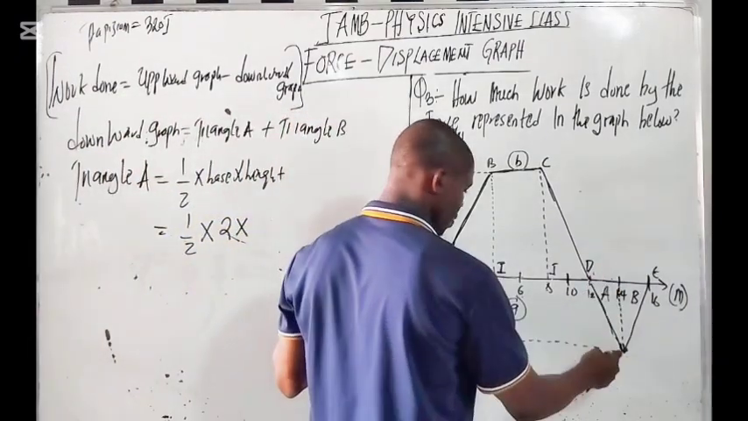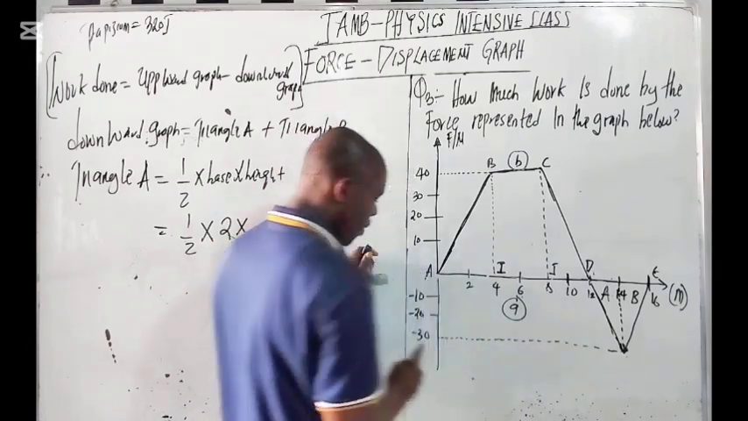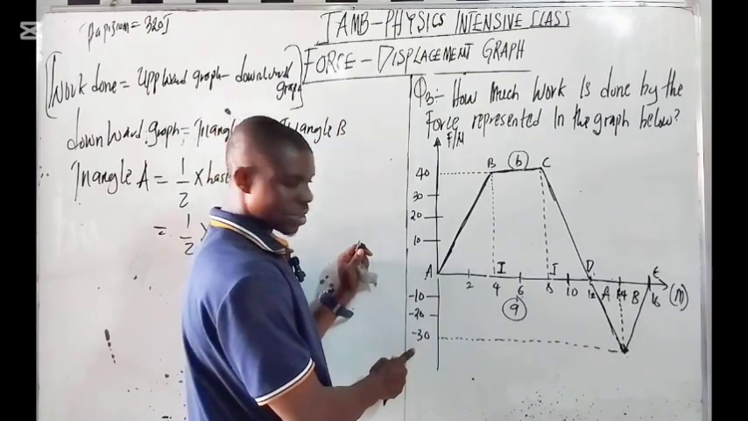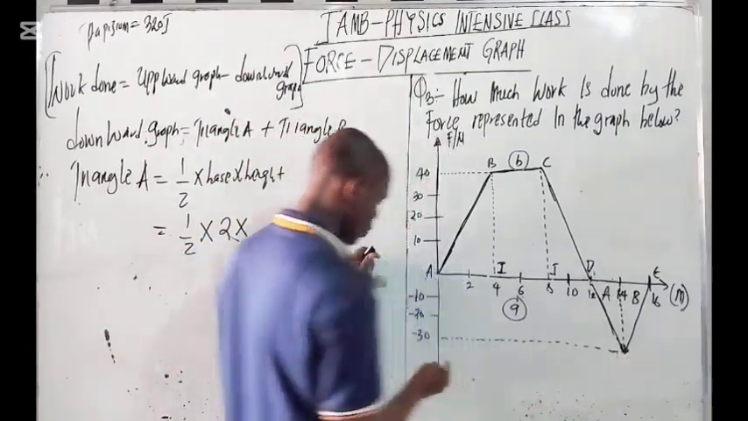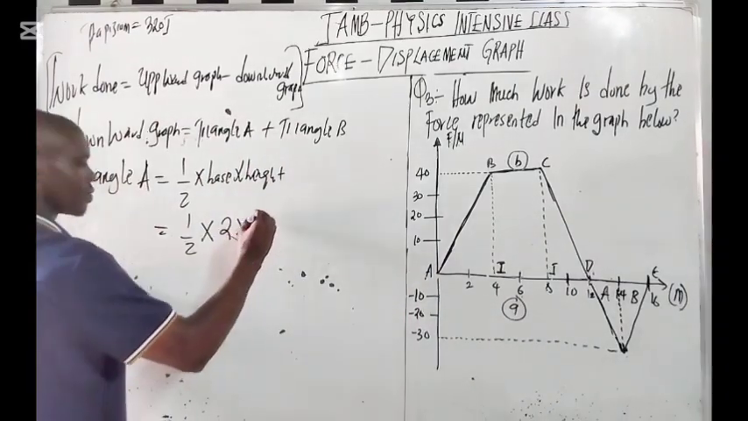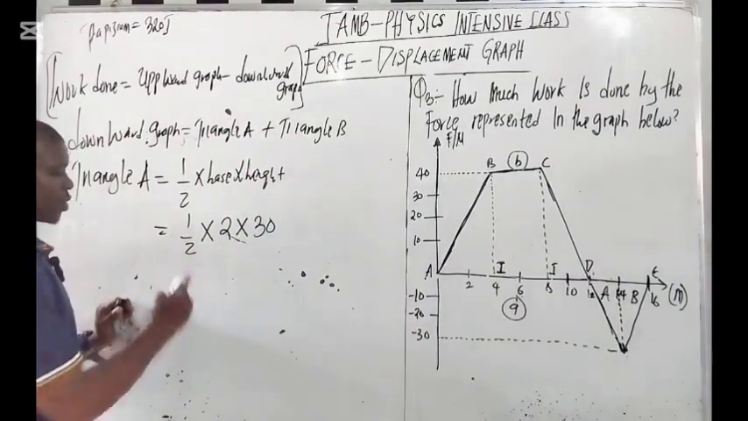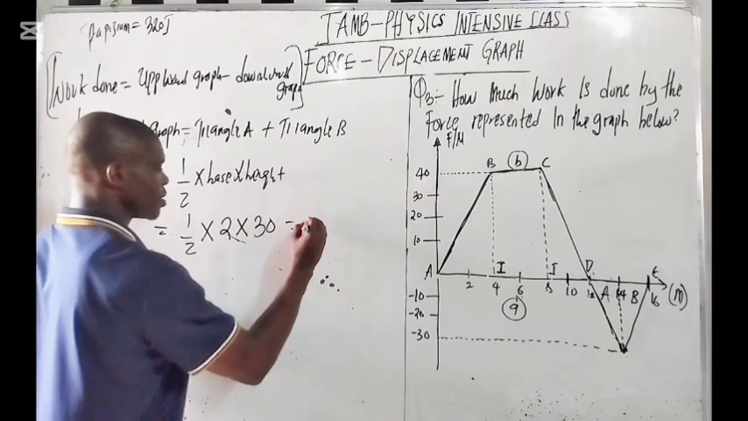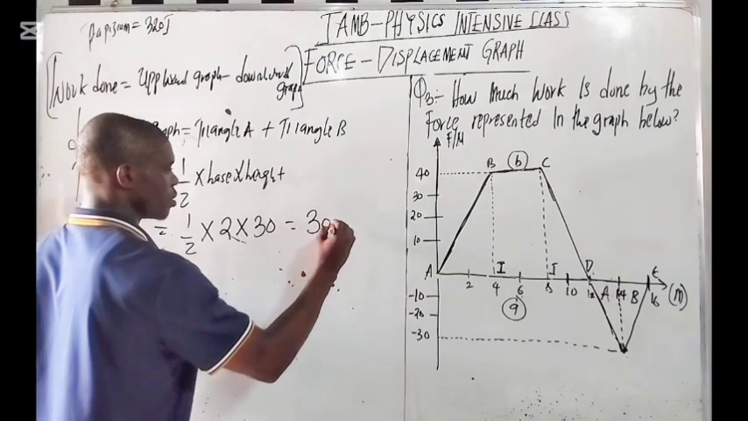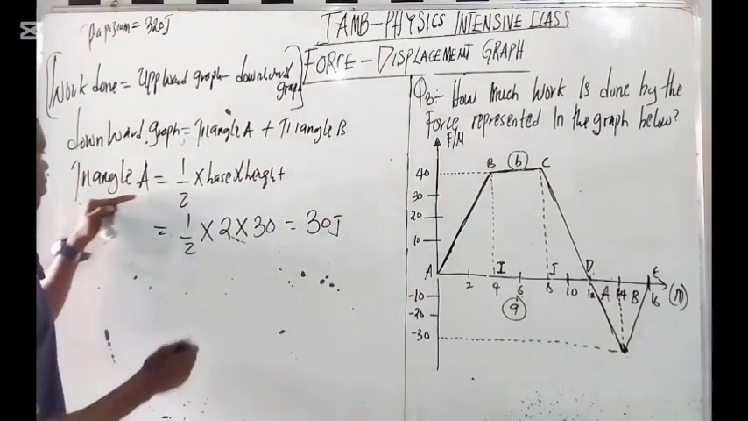My height from here to here is 30. I will ignore the negative sign. Do you understand? From here to here is 30. So it's going to be half times 2 times 30, which gives 30 joules. That was my first triangle here.